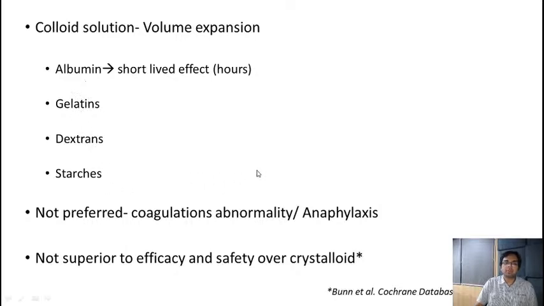However, these are not preferred because it has been shown by various studies, for example a study conducted by Bunn et al. in the Cochrane Database Review in 2012, that colloids are not superior in efficacy and safety as compared to crystalloid, and they can have various side effects like risk for anaphylaxis, coagulation abnormalities in case of dextran and HES starches, as well as they are more expensive as compared to crystalloid.